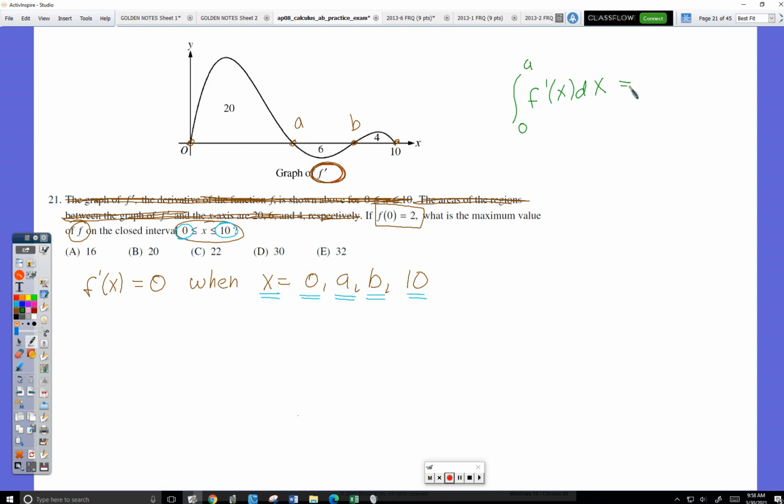Okay, watch how easy this is. This is the graph of f prime. Look, come on, I gotta hurry. This is the graph of f prime. I'm integrating f prime from x equals 0 to x equals a.